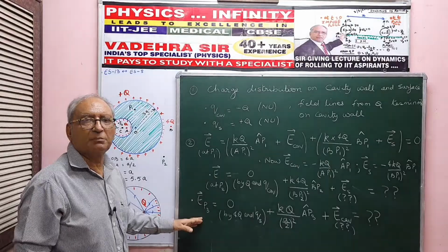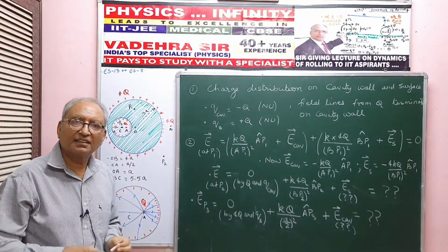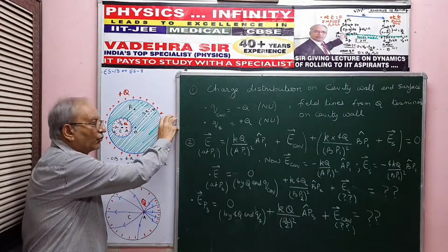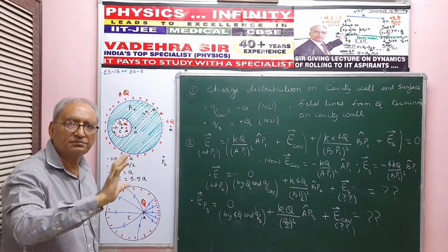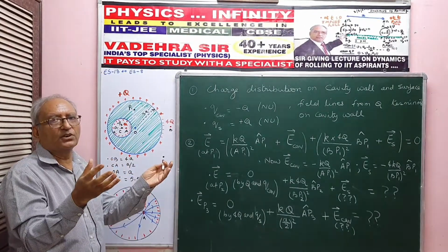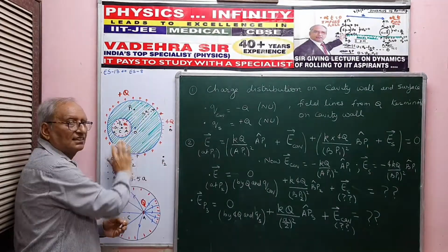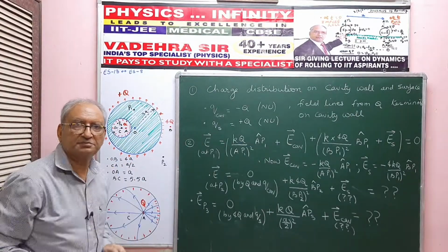Let's now talk about P3, a point inside the cavity. Once again, the contribution from the charge 4Q and the contribution of the surface charge sum to 0. Why? Electrostatic shielding, the conductor will shield it. So the two charges, sum total, contribution gone.